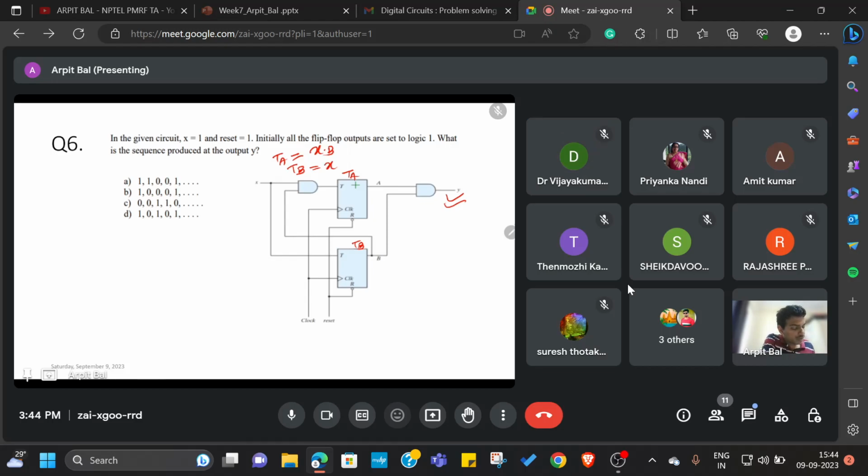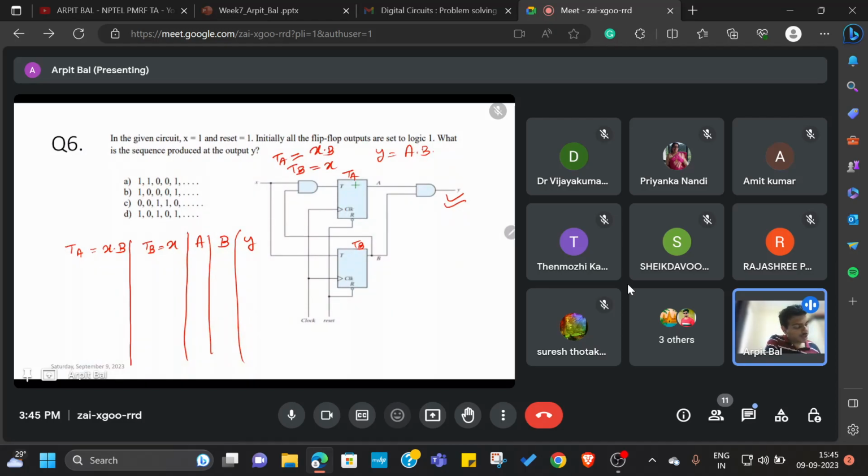Okay, so now let me make a table. TA is equal to X dot B, TB is equal to X. Yeah, here we will have another equation for Y. So Y is nothing but AND of A and B.